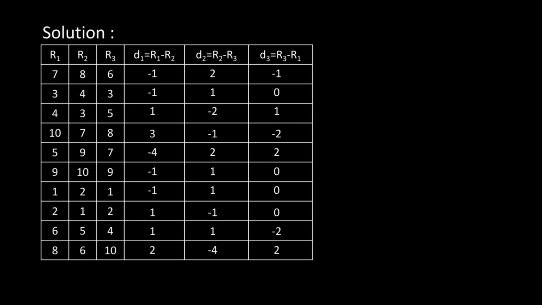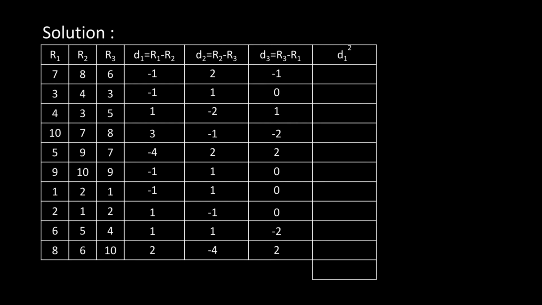Once you calculate D1, D2 and D3, next step is finding what is D1 square, what is D2 square and what is D3 square. So now you have to calculate what is D1 square here. Minus 1 square is 1. Minus 1 square is 1. 1 square is 1. 3 square is 9. 4 square is 16. 1 square is 1. 1 square is 1. 1 square is 1. 1 square is 1. 2 square is 4. Then you have to find out the total, that is summation of D1 square. Here total is how much it is? 36.